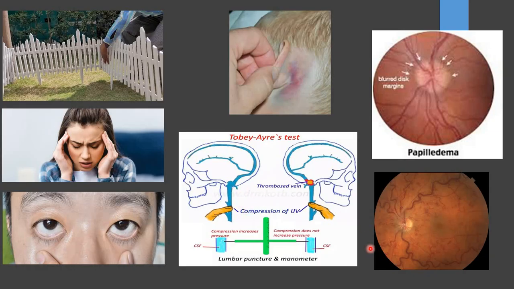In the same way, the compression of the normal side IJV can also lead to prominent retinal veins being visible on ophthalmoscopic examination, which is called Crowe-Beck's test.